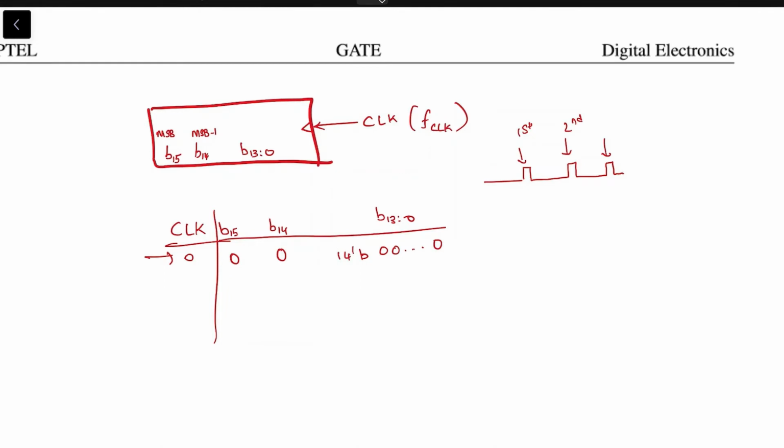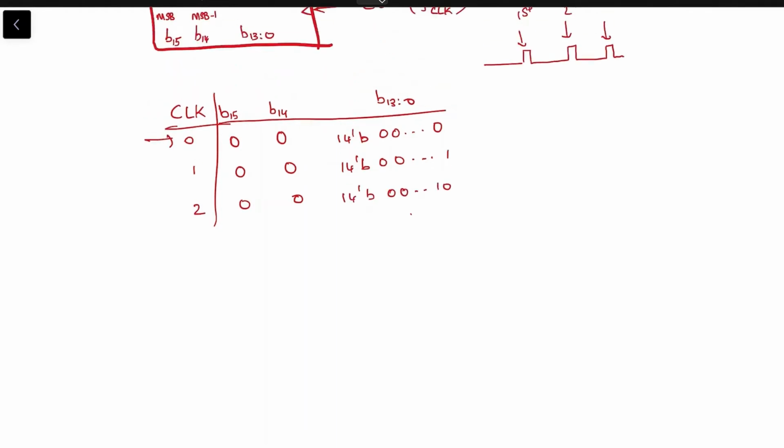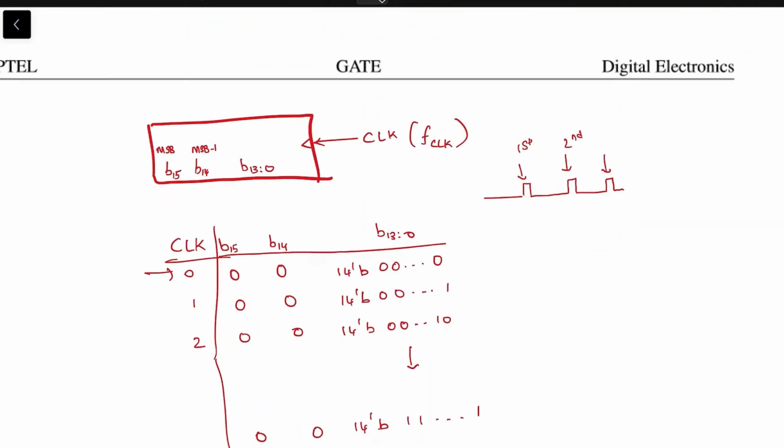And at the first uptick, we have 14'b001, and then this is at the first uptick. At the second uptick, it becomes 14'b0010 and so forth, right? So this will happen until you reach 14'b all ones, right? It counts up, right? So that's a counter, and these are just the lower 14 bits.